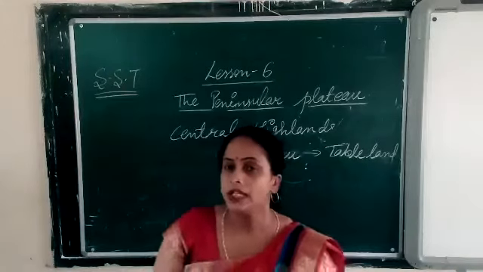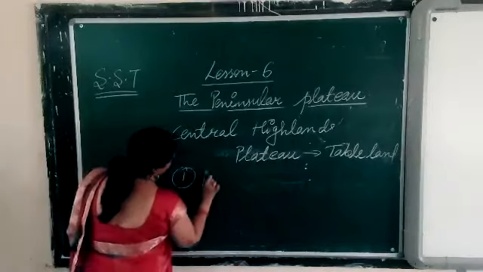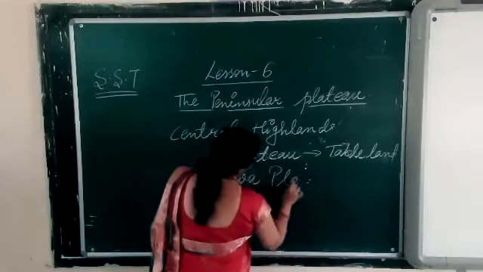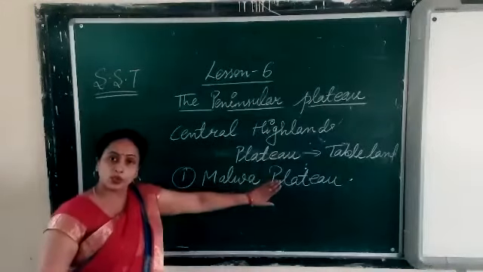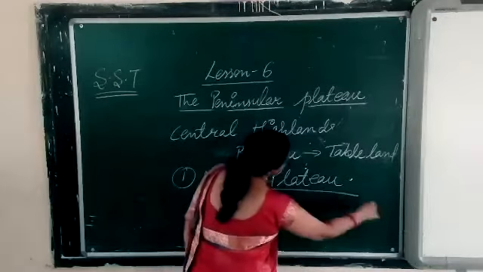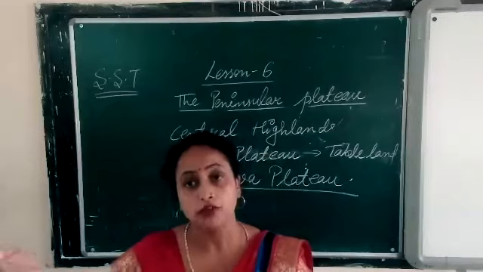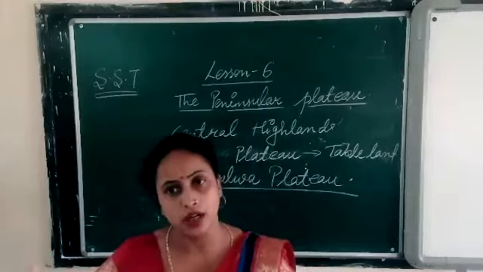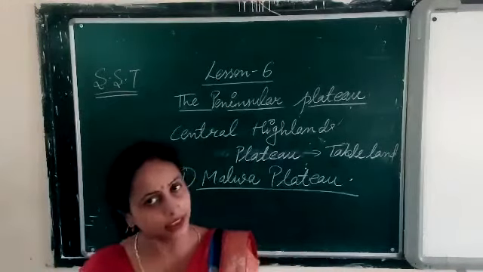Okay. Now this Malwa Plateau is over. So which plateau have we learned now? Malwa Plateau. First, which kind of soil do we find over here? We find black soil, fine black soil. And it is good for growing what? Cotton and oil seeds. Clear?